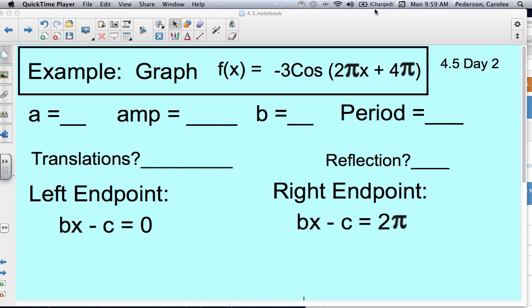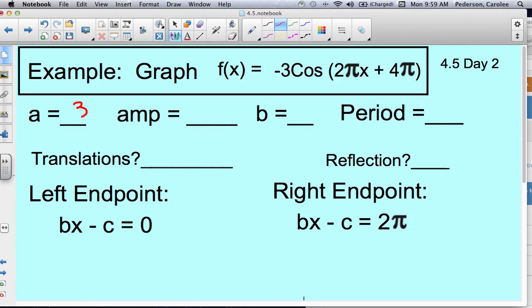So what is my a value? What's my a? Negative 3. So what does my amplitude look like then? 3, that's the value of a. Give us 3. What's my b value? Yep, right here. This is my b value. So 2 pi.